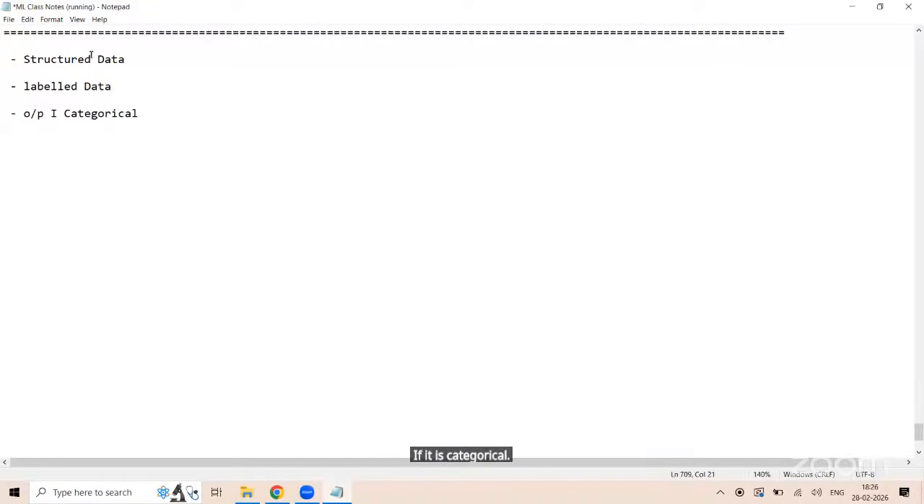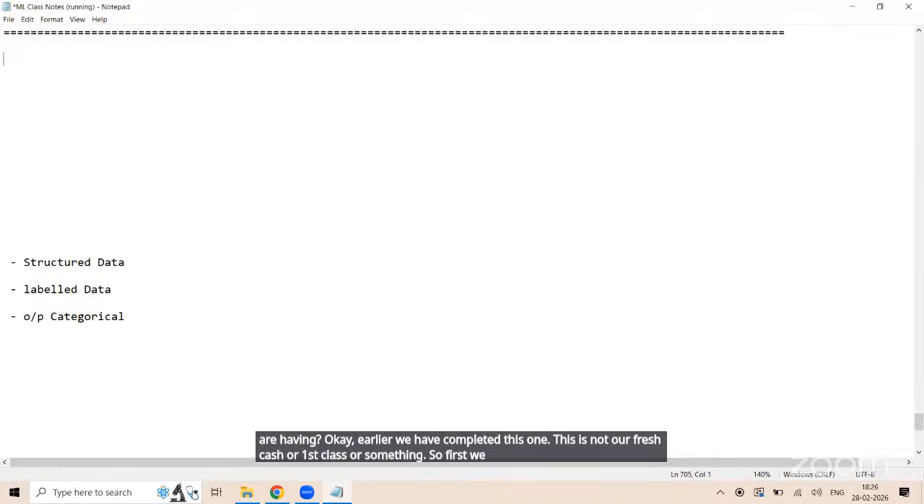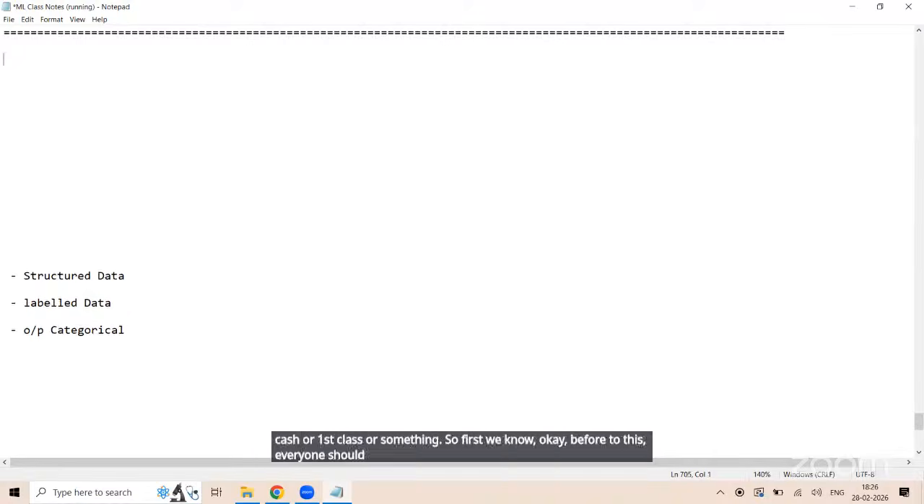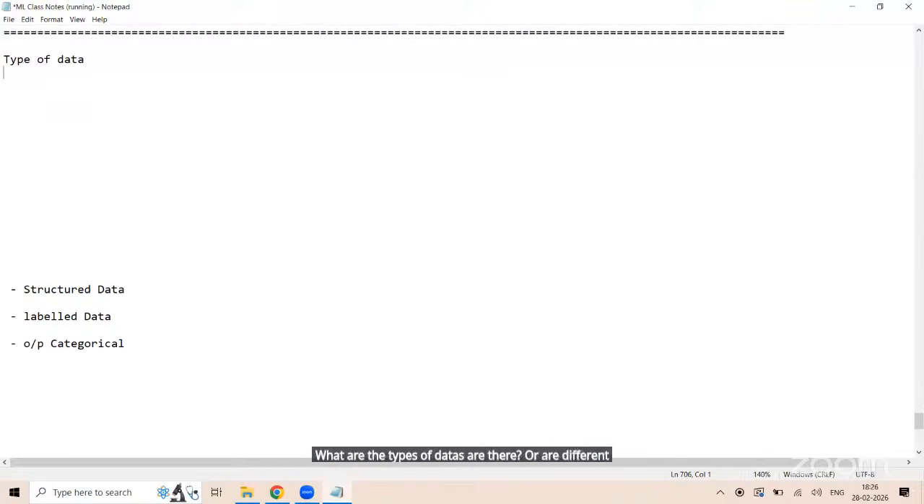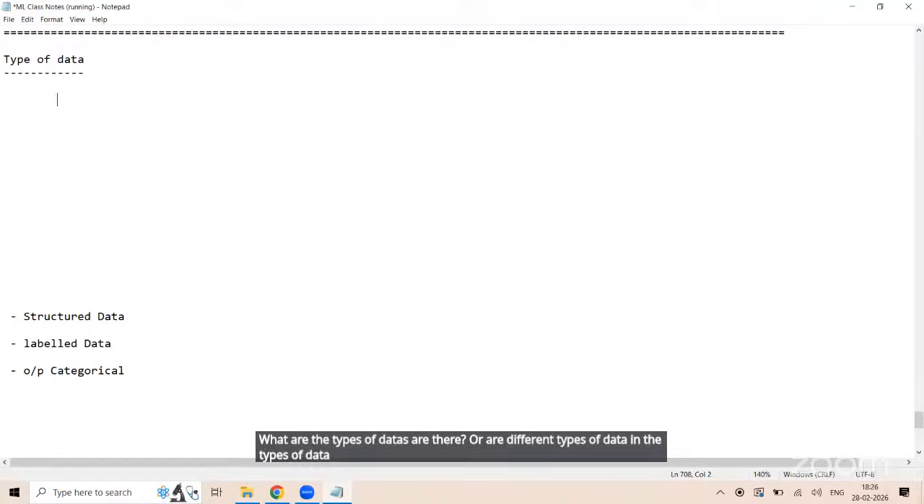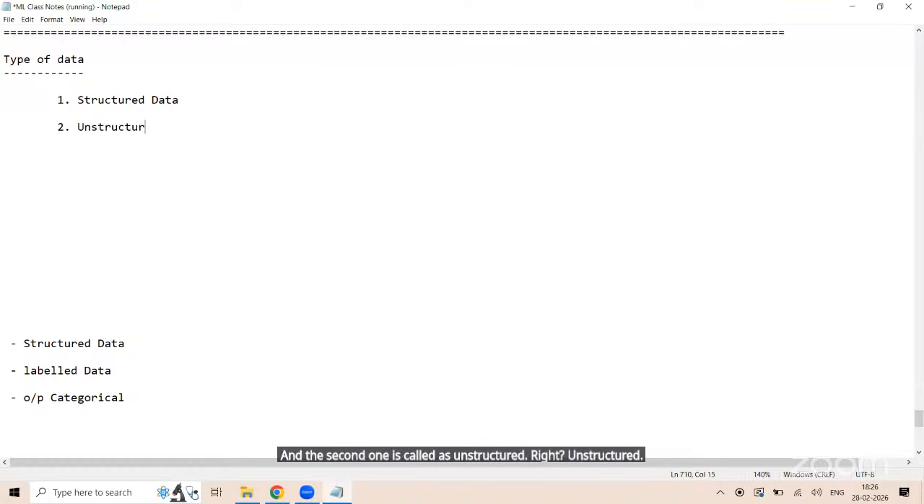Now, as we know, what are the different types of data we are having? Earlier we have completed this one. This is not our first class. Before this, everyone should know what the types of data are. In the types of data, the first one is called structured, and the second one is called unstructured.